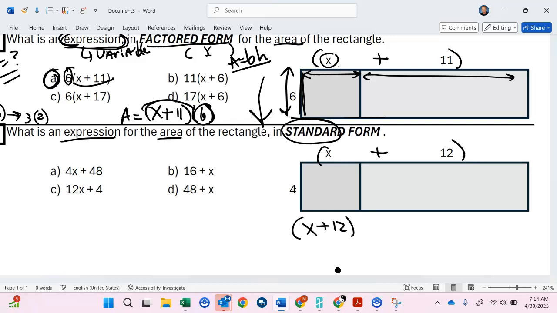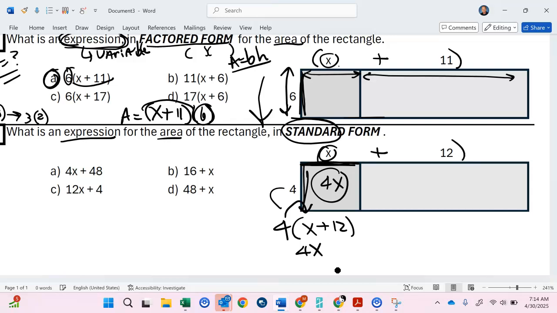And the height, I like to put that here, is 4. But this does not look like that. Why? Because we need to multiply this times this. So we can do 4 times x is 4x. Or if you want, you can put it in here. X for this one times this one is 4x.